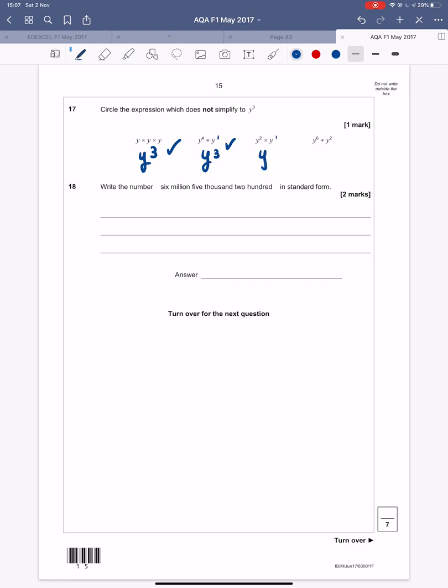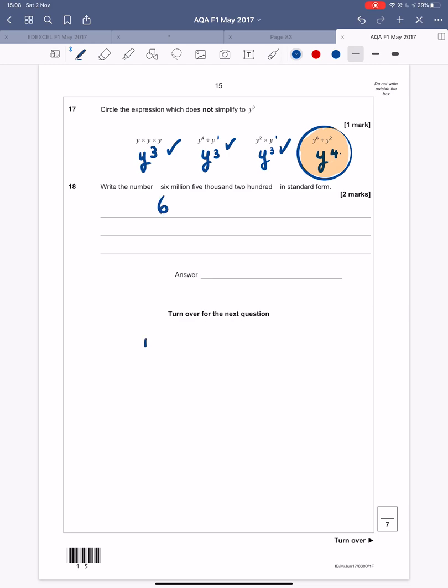You add the powers there when they're times, so that's a y cubed. And this one is a divide, so we subtract. So that one's the y to the 4. So that's the one that's not correct. Okay, there we go.